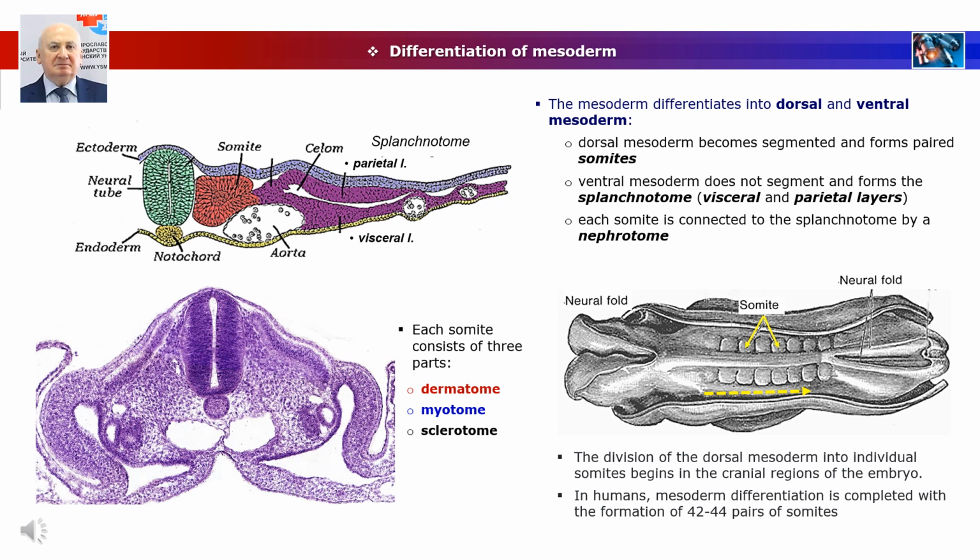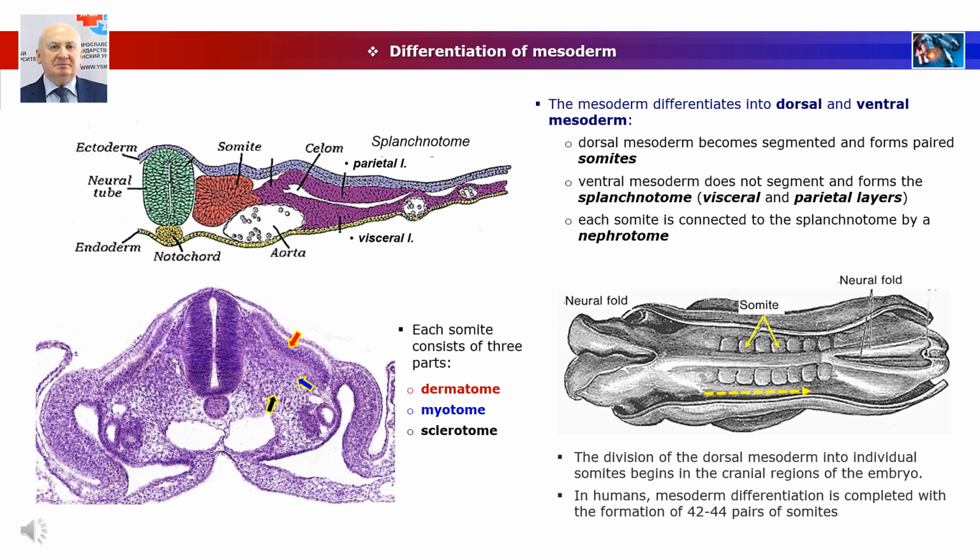Simultaneously with the formation of the neural tube, the mesoderm differentiates into dorsal and ventral parts. Growing dorsal mesoderm becomes segmented and forms paired round somites, lying along the notochord. Each somite consists of 3 parts: external dermatome, intermediate myotome, and internal sclerotome. Derma of the skin arises from dermatome. Myotome gives rise to skeletal muscular tissue. Sclerotome is the source of bone and cartilage tissues.